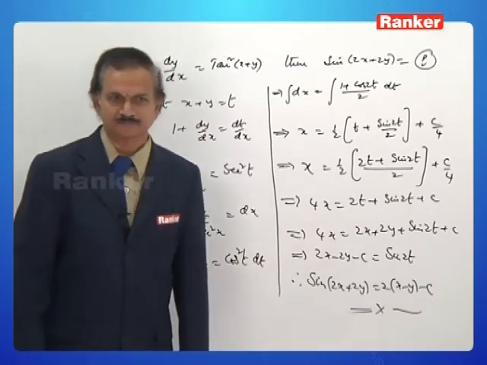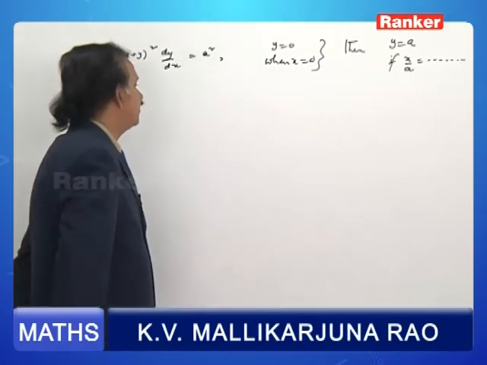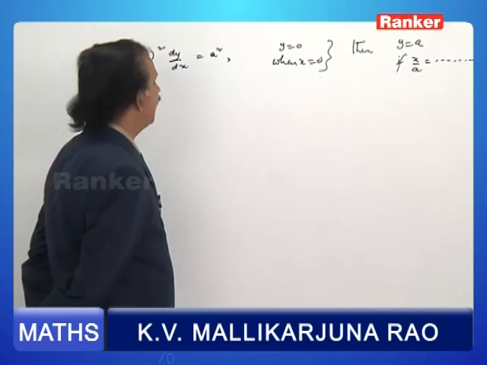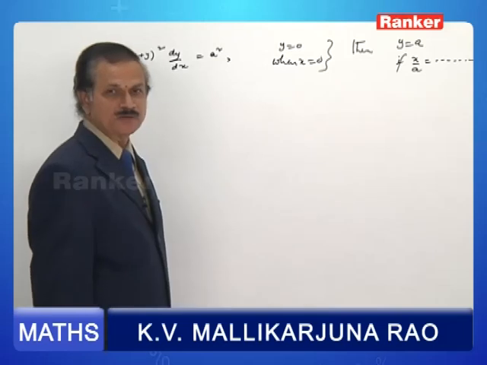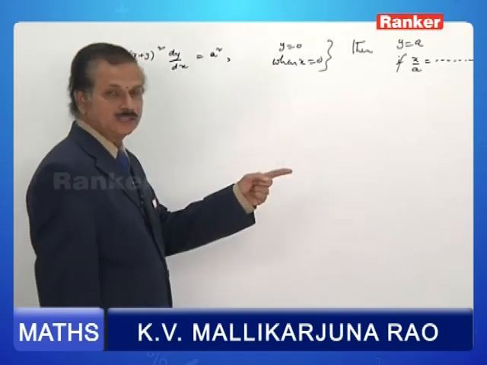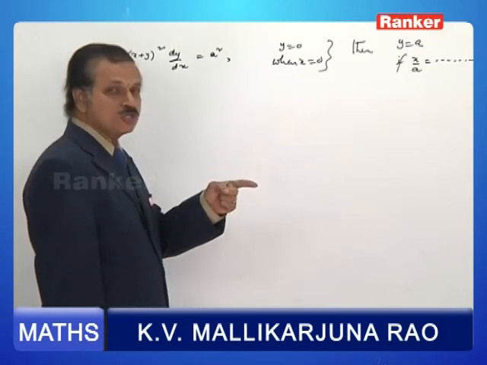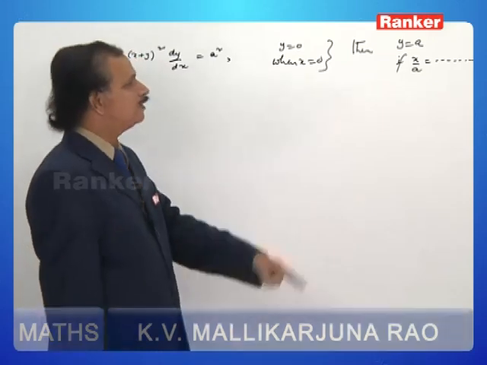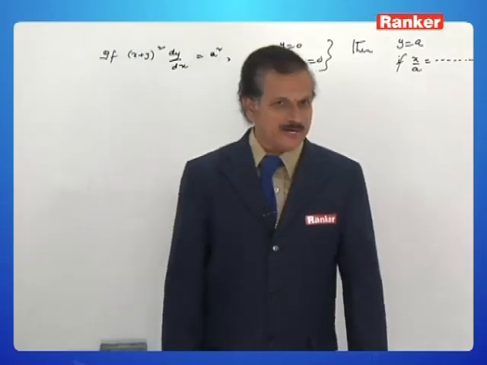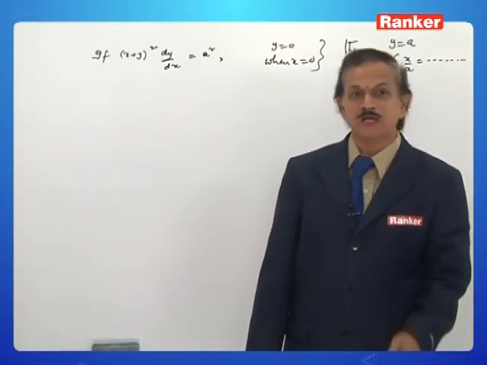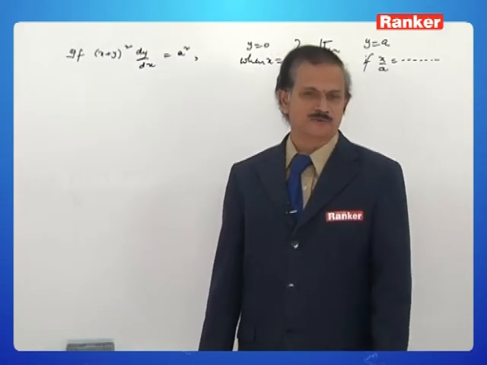That is the question. Look at the question. If (x plus y) whole square into dy by dx is equal to a square, y is equal to 0 when x is equal to 0, this is all the given information, then he is asking, by substituting what value for x by a you will be going to get y is equal to a. So he has given the value of y and we are supposed to have the value of x by a which yields y is equal to a.